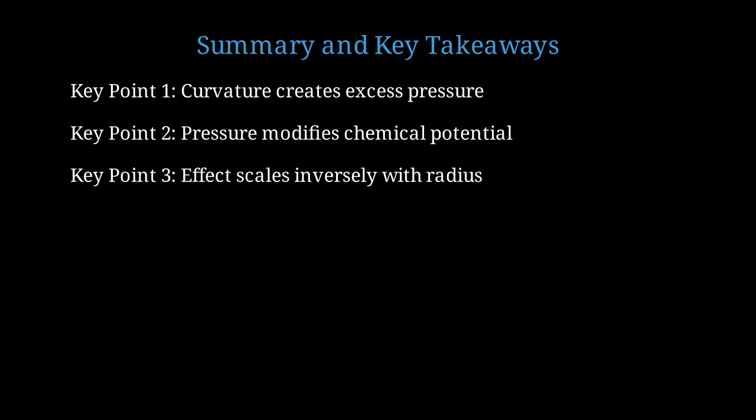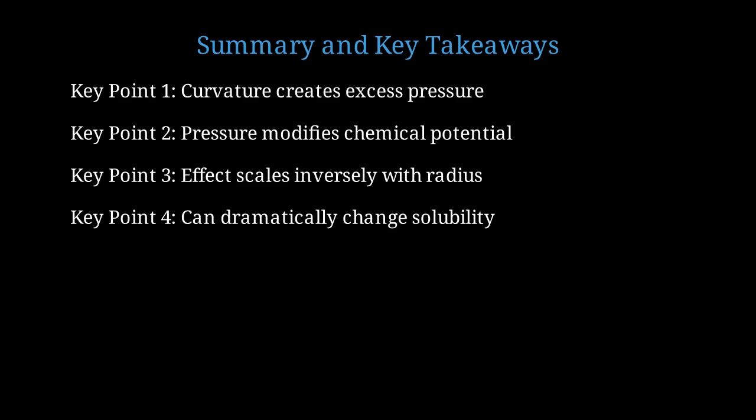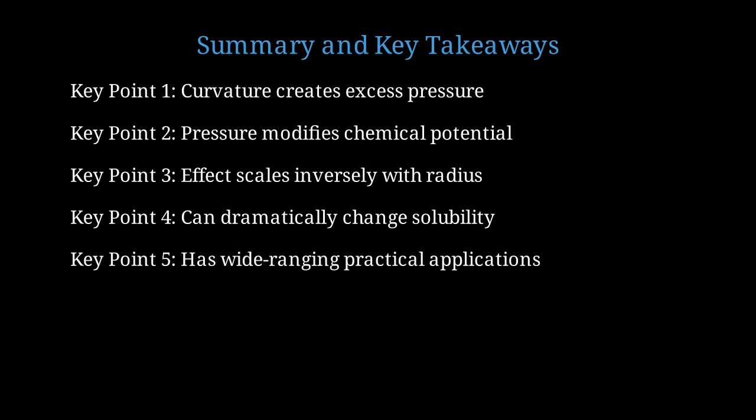This makes nanoscale droplets behave very differently from bulk solutions. Fourth, this effect can change solubility by factors of 2, 10, or even more in sufficiently small droplets. A completely insoluble compound in bulk can become highly soluble at the nanoscale. Fifth, this phenomenon has practical applications in drug delivery, chemical synthesis, atmospheric science, and materials engineering. The fundamental equation to remember is delta mu equals 2 gamma Vm divided by R. This single equation captures the essence of the soluble-insoluble switch paradox.